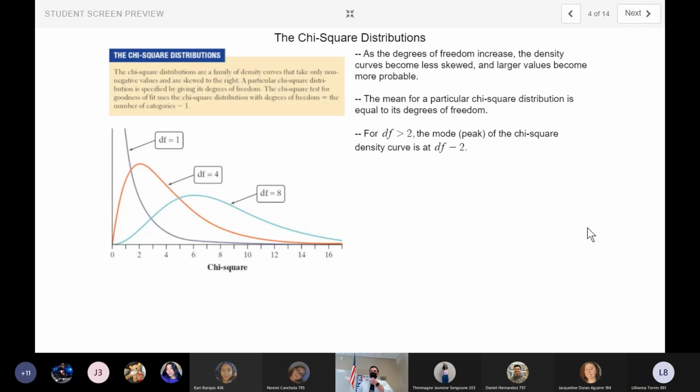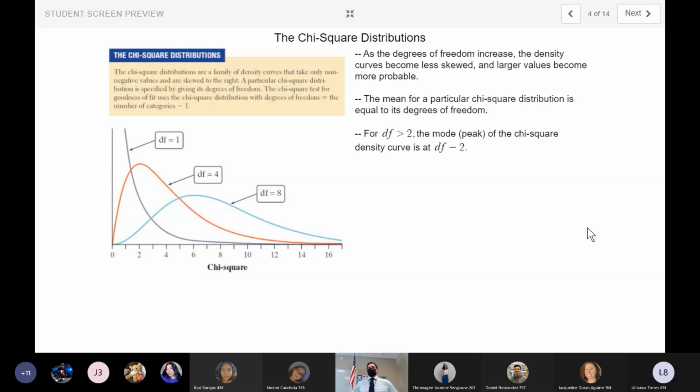We use that chi-square statistic on our chi-square distributions, which is our third type of distribution that we're using in this class. We have our standard normal distribution. We have our T distribution that we use from table B. And now we have table C, which is our chi-square distributions. I know that this text came out really, really small on the left-hand side. I apologize for that. But it does say the chi-square distributions are a family of density curves that take only non-negative values and are skewed to the right. A particular chi-square distribution is specified by giving its degrees of freedom.